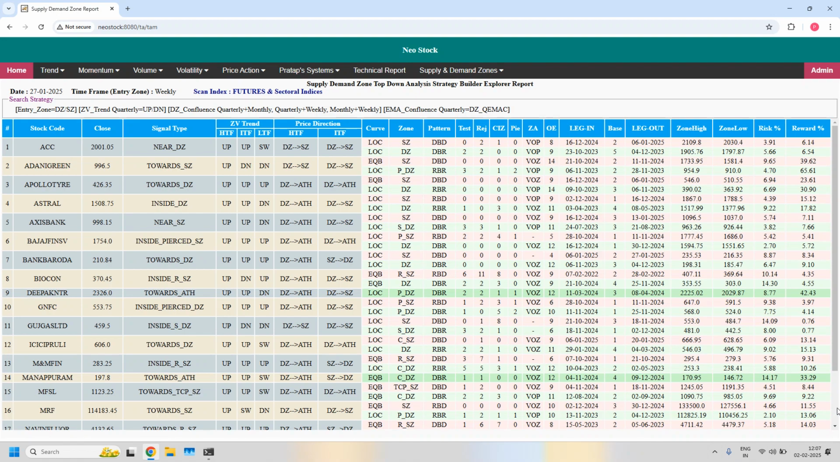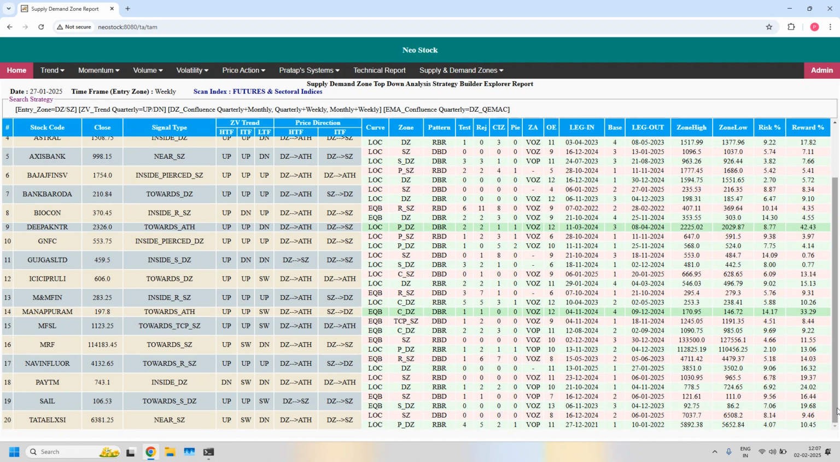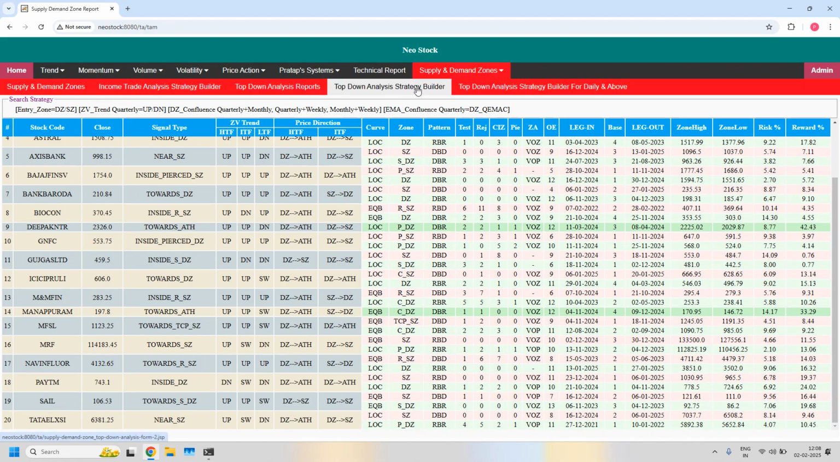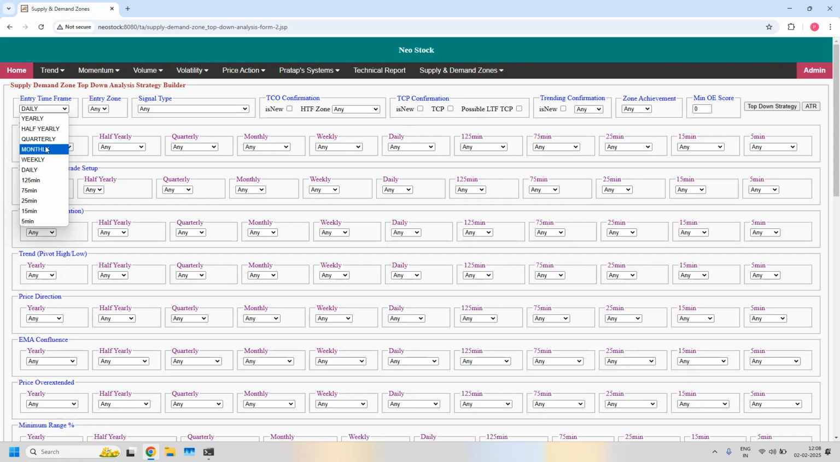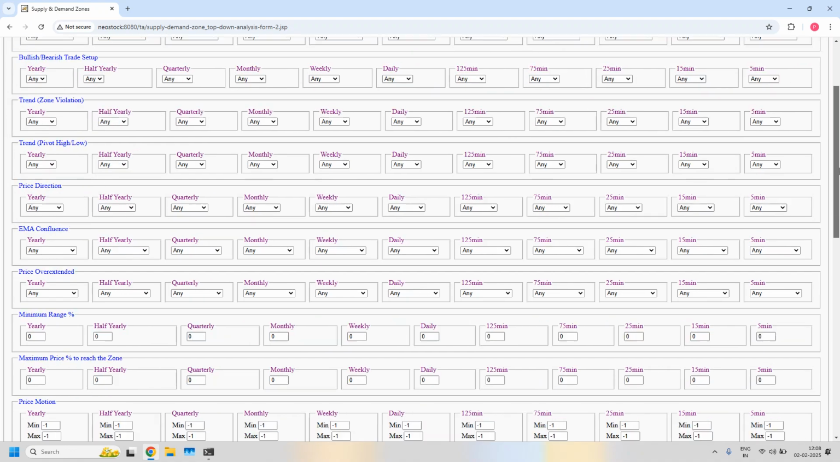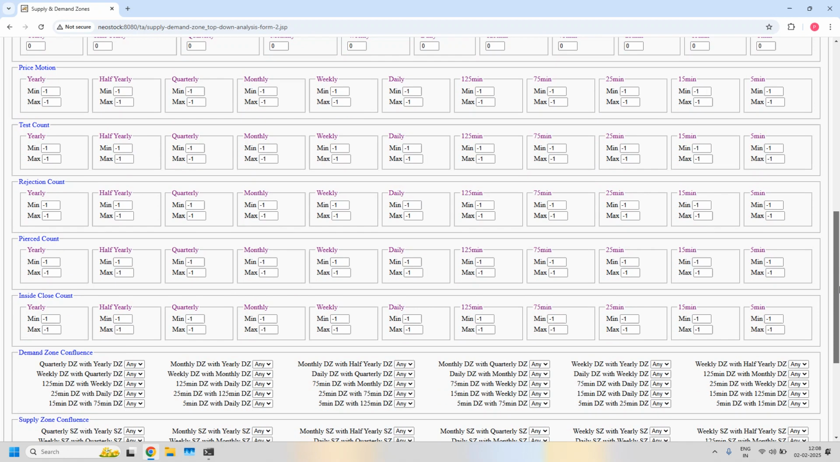First 16 stocks in the list. Scrolling the list down. So total 20 stocks are filtered. All these are weekly zones. Similarly, we will identify for the supply zones. These are the demand zones, weekly demand zones. Similarly, for weekly time frame, let us identify LTF, ITF and HTF supply zone confluence.